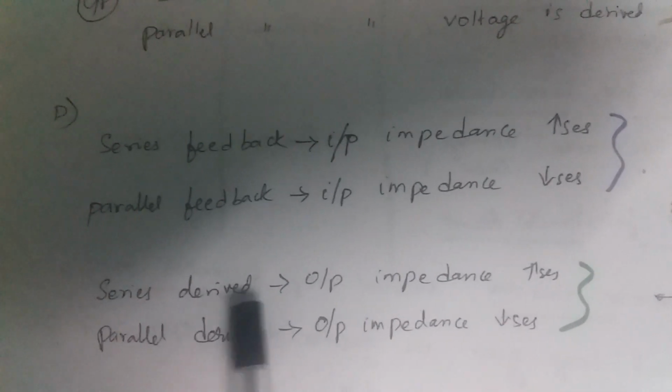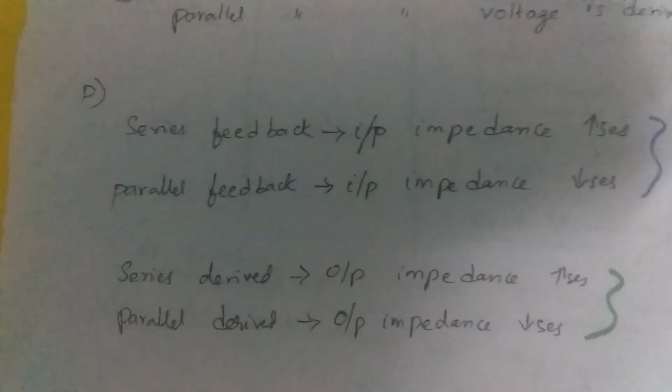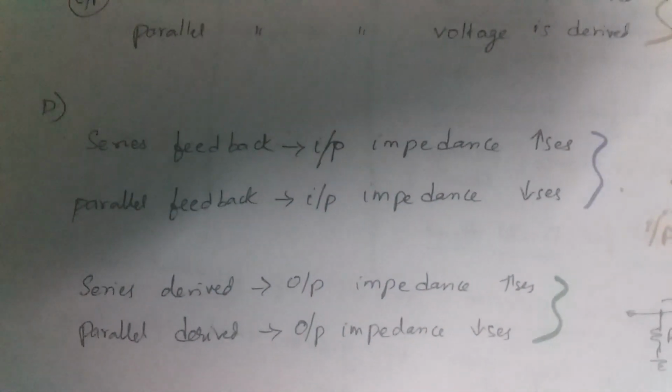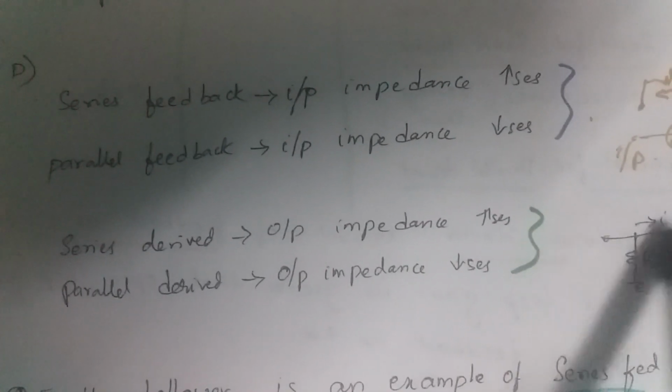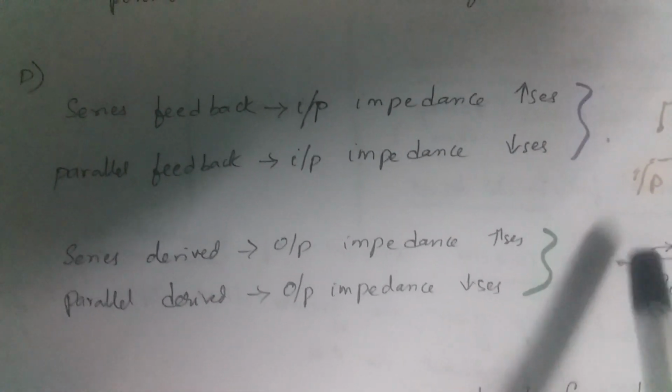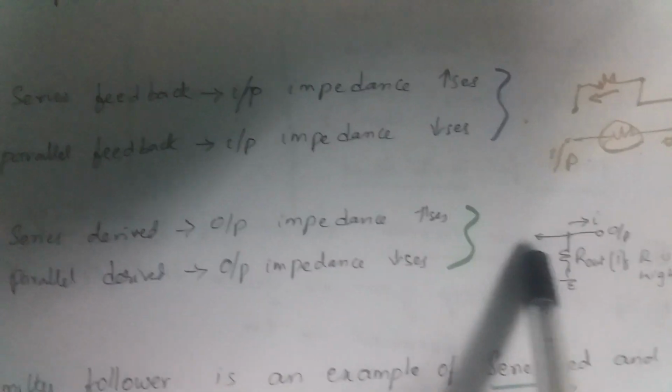So what is series derived? At the output, when you say it is series derived, you are deriving current. So when you are deriving current, you need to have a high impedance so that the current does not find a path to the ground, rather it goes to the next stage, okay, like this.